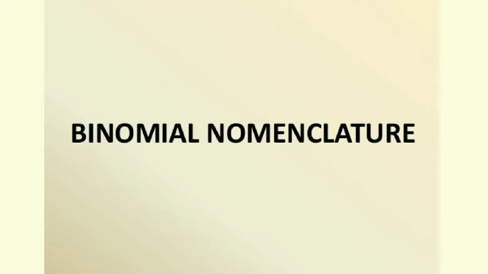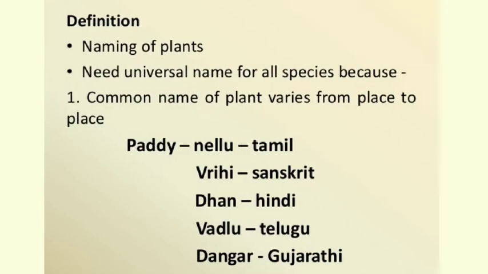We shall start today's class, that is binomial nomenclature. Here, the definition: naming of plants mainly, and it needs a universal name for all species. Every plant requires a universal name, but the common name of a plant varies from place to place. One plant will have many common names in various countries, various languages, various regions.